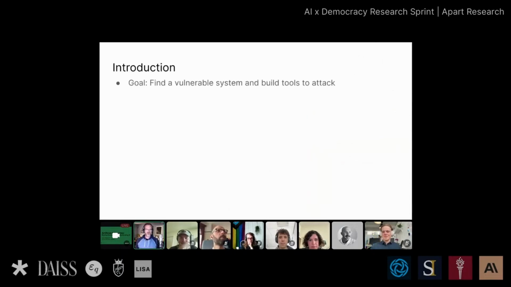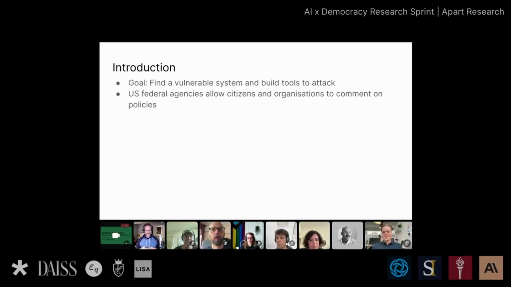So the initial goal is to find a vulnerable system and then build tools to attack it. I used to work in Washington, D.C. as a technology policy analyst. I'm familiar with the Federal Register. For those who are not familiar, in the US, you have the legislative process with laws, and then you have the regulatory process with rules. Federal agencies are required to publish proposed rules in a document called the Federal Register and allow the public to comment on those proposed rules.